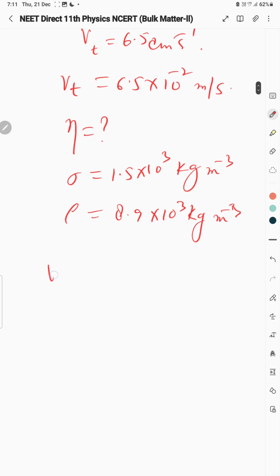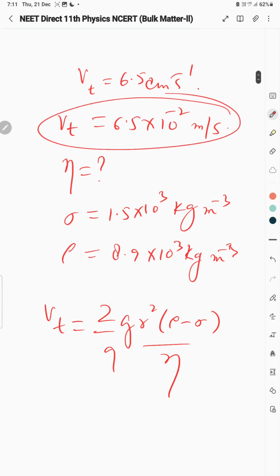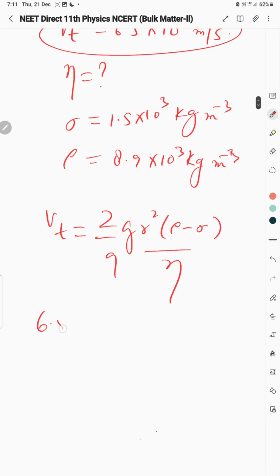Well, as you know, there is a formula for terminal velocity: 2 by 9 g r square (rho minus sigma) by eta. Start putting the values. Terminal velocity is 6.5 × 10^-2. So 6.5 × 10^-2 equals 2 by 9 into what you have here: 2 by 9, g is 9.8, square of the radius.